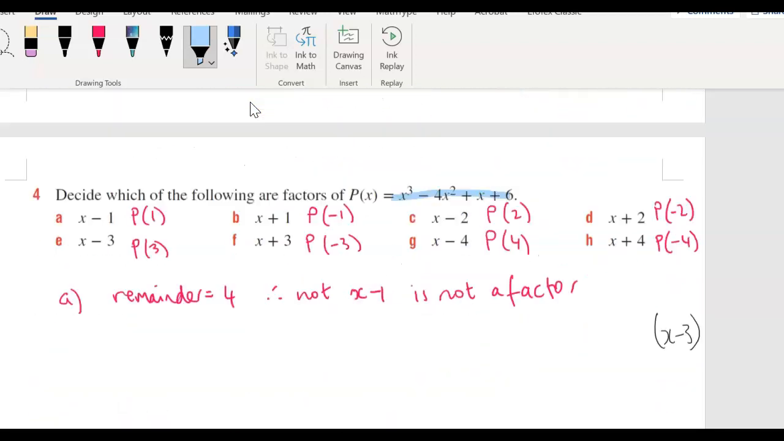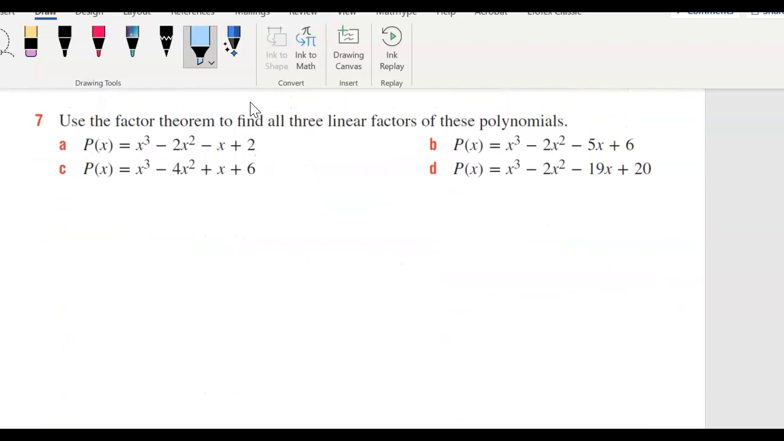All right, so let's scroll down to question 7. Use the factor theorem to find all 3 linear factors of these polynomials. I'm going to do one by hand because you do need to know how to do it by hand. And we did do one by hand before. That's kind of like the second one. So we're doing question A.